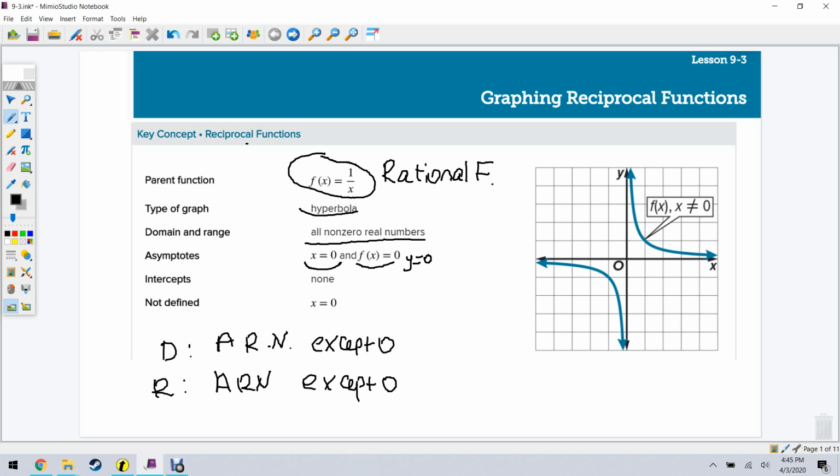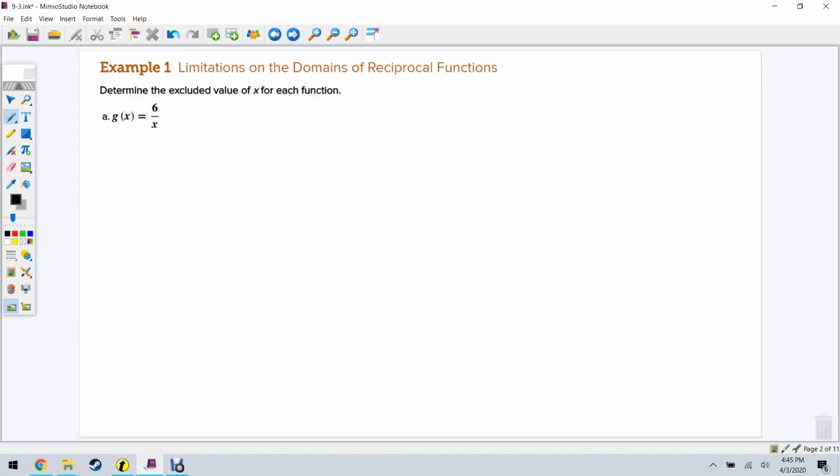Alright, so this is what we will do. So let's see our first example. The first example is: determine the excluded value of x for each function. You may remember this one from the homework for last week. That's true. Excluded means what makes it undefined. What makes it undefined?